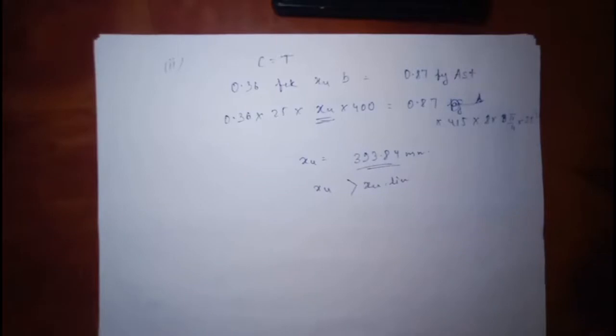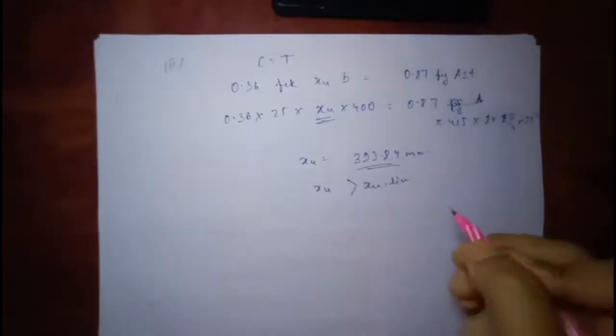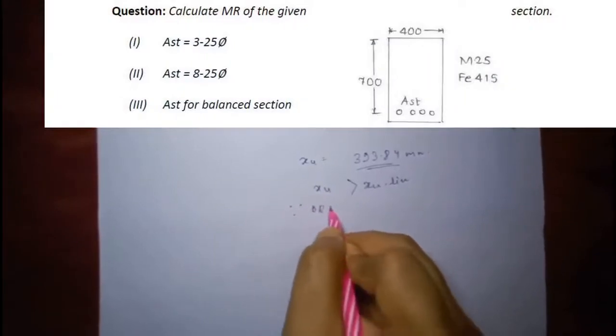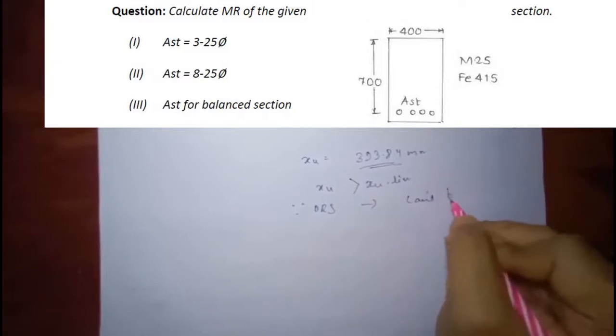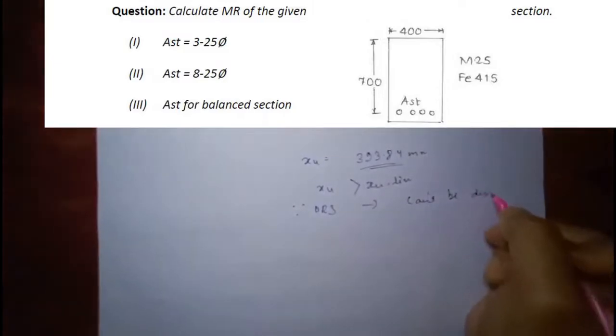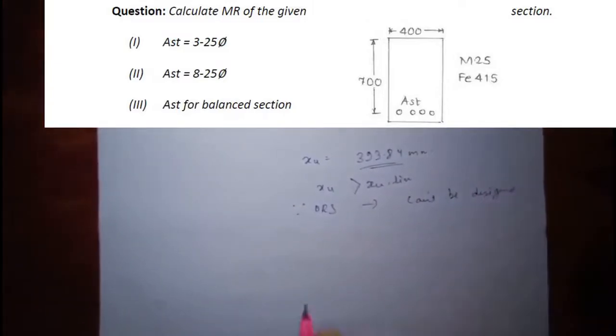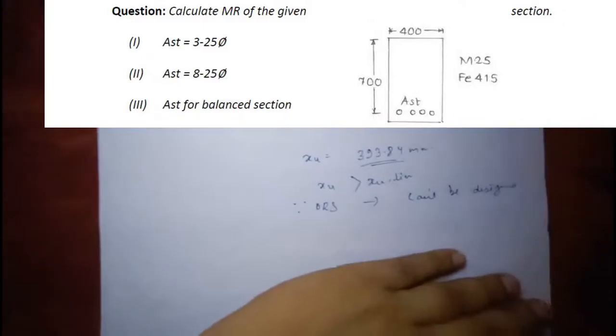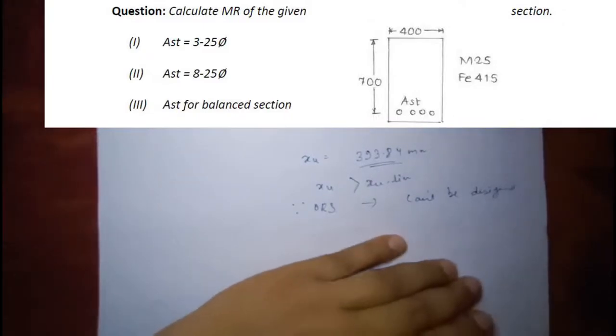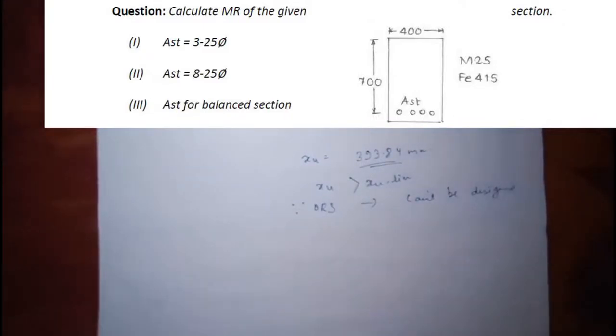So I can say that this particular section is over reinforced. Since it is over reinforced, it can't be designed. So I will not consider anything for this, whatever be the moment of resistance. This part of the problem ends here, and it is concluded that this section is over reinforced, and thus we cannot design it for safe conditions.